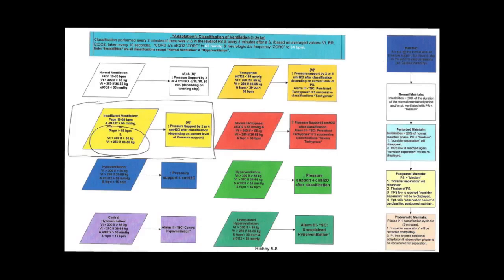Now this is an example of SmartCare's rules. These are all the expert-based rules on what it's going to do with pressure support. It's going to classify the breathing pattern, and it's going to make decisions on how to adjust the pressure support. You can see there are 8 different decisions or rules, classifications that the ventilator is going to follow to either increase or decrease my pressure support, or do nothing at all.